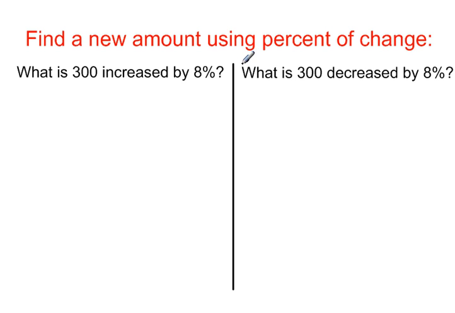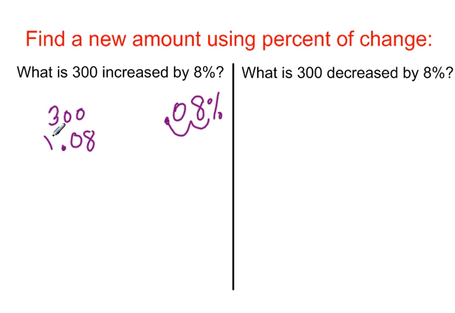And here's one more thing we can do with percent of change. What is 300 increased by 8%? And then I've got the problem over here, what is 300 decreased by 8%? The reason I'm showing both of these problems on the same page is because they're done almost identically. So the first thing I'm going to do is change 8% into a decimal, and I do that by moving my decimal point 2 times. So I'm actually talking about the number 0.08.